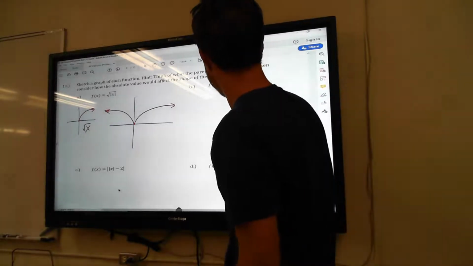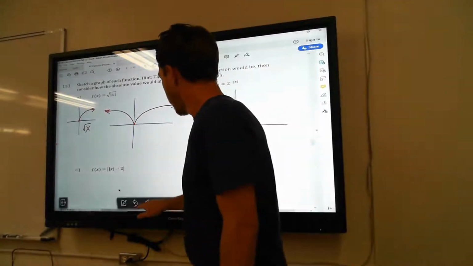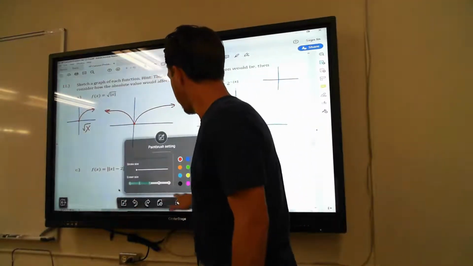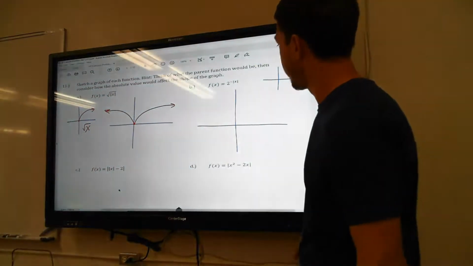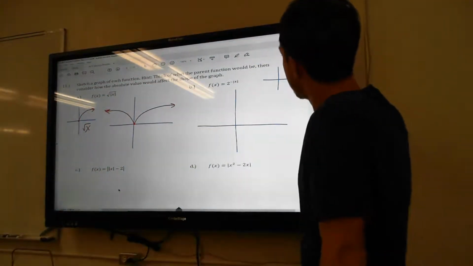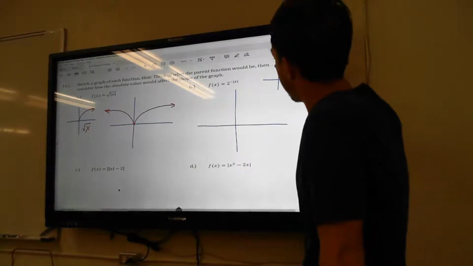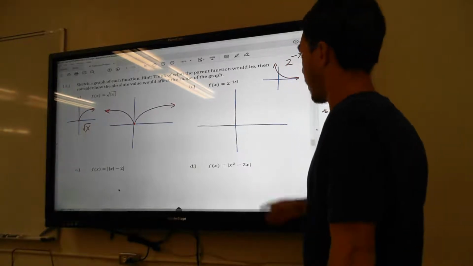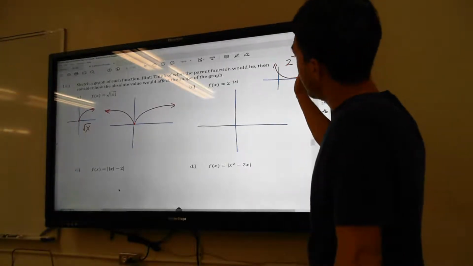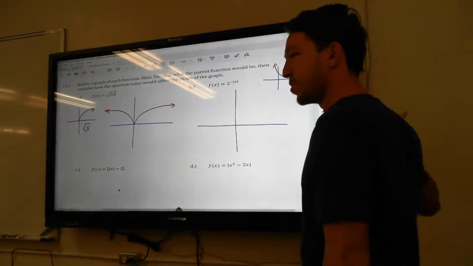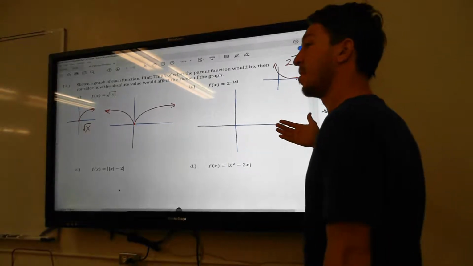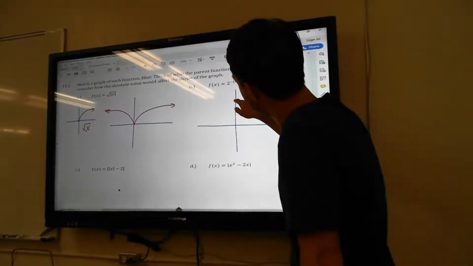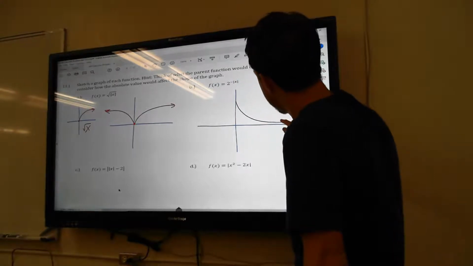Let's try this one. The parent, I forgot to make here. I'll draw the parent function really tiny up here. The parent function would be a simple exponential decay graph. So it would look like this. Everyone okay with that? Now take that and then apply the f of absolute value of x transformation to that. What's it going to look like?